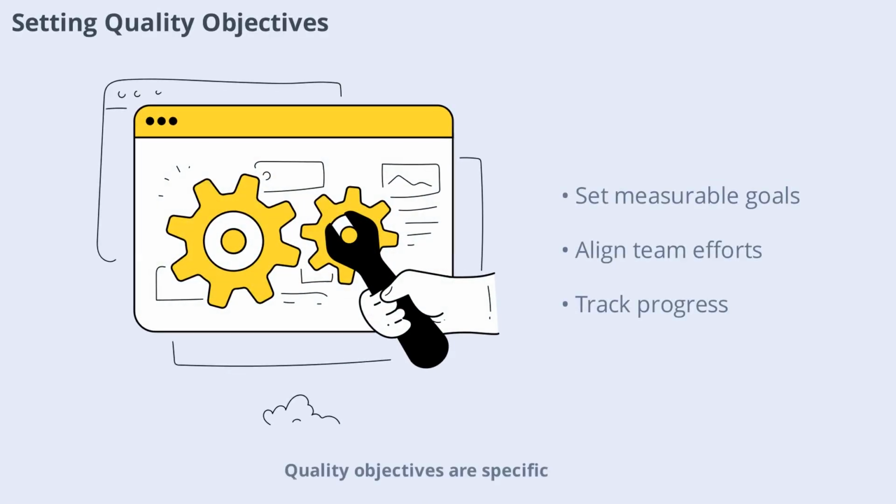Quality objectives are specific, measurable goals that define what success looks like for your project. These could include targets for defect rates, customer satisfaction scores, or process efficiency. Setting clear objectives helps align the team and provides a basis for measuring progress. Objectives should be realistic, achievable, and directly tied to stakeholder expectations. By establishing these goals early, you create a shared vision for quality and a roadmap for achieving it.